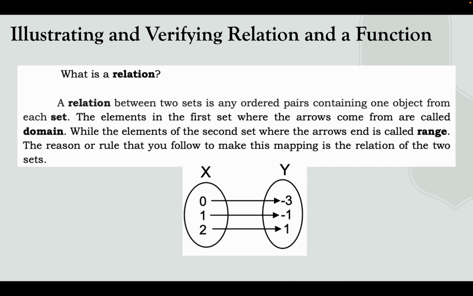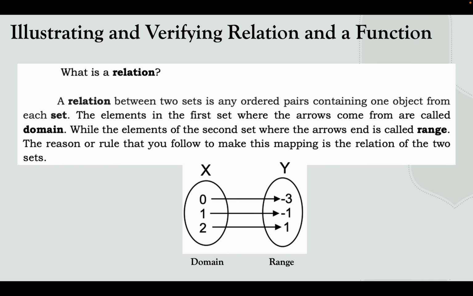So we have here another example. We have x and y. The x here is the domain and y is the range. So the elements of set x are 0, 1, and 2. And the elements of set y, which is the range, are -3, -1, and 1. So this is the domain and the range.